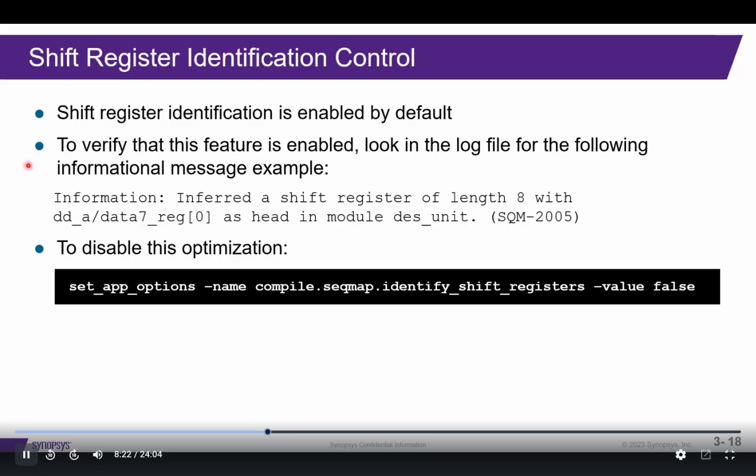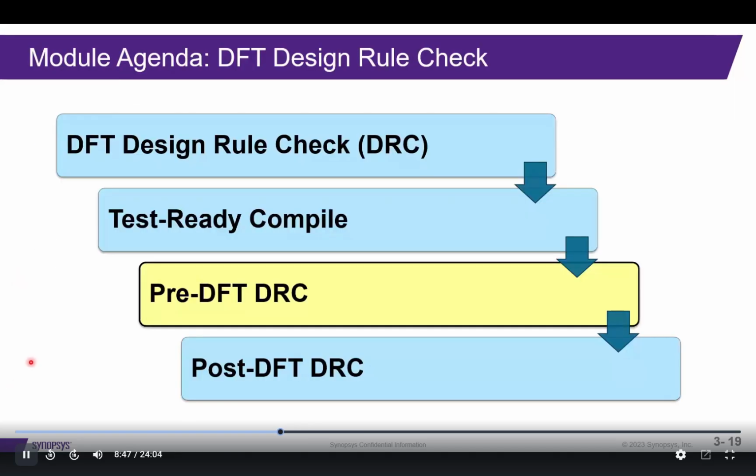To verify that this feature is enabled, in the log file, look for the SQM-2005 information message, which will tell you the length of the shift register that the tool has identified. If for some reason you wish to disable this optimization, set the app option to false. Next, we're going to talk about test design rule checking before scan insertion, or pre-DFT-DRC.